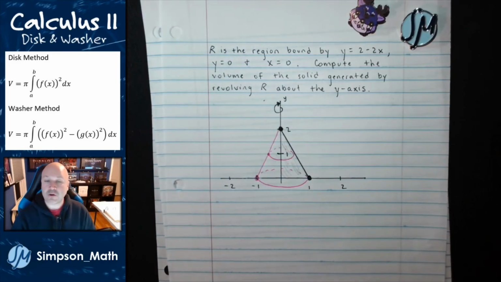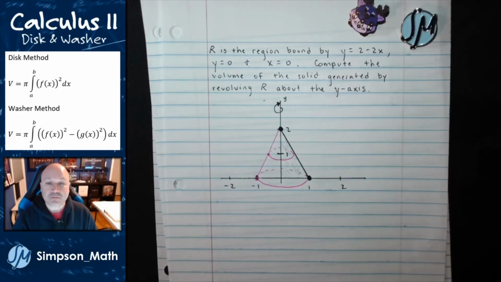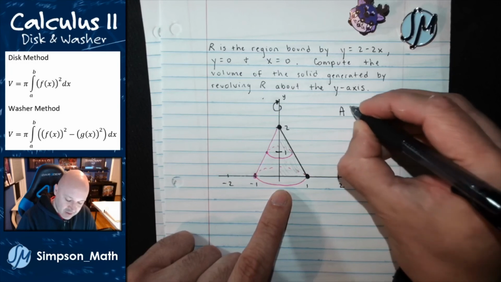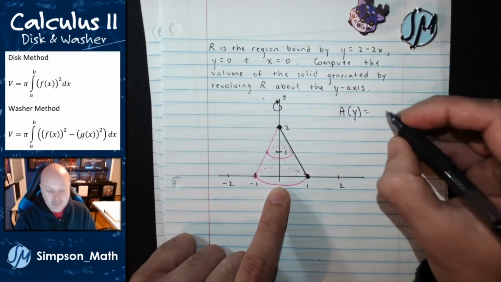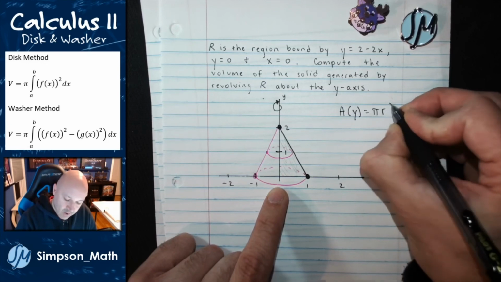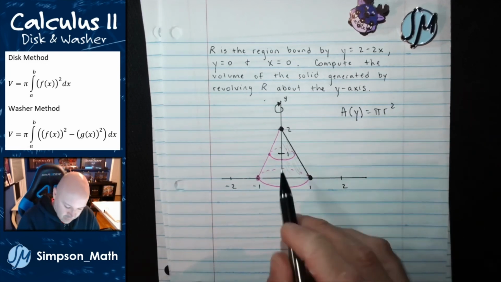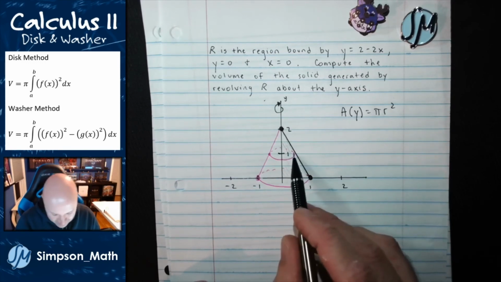And again, we're getting another cone, this time a complete cone. Well, half of a cone, I suppose. And again, I hope you see the circular cross sections. So if I needed the area of that circle, well, that's just going to be pi r squared. And the radius this time is the distance from the y-axis out to this line.